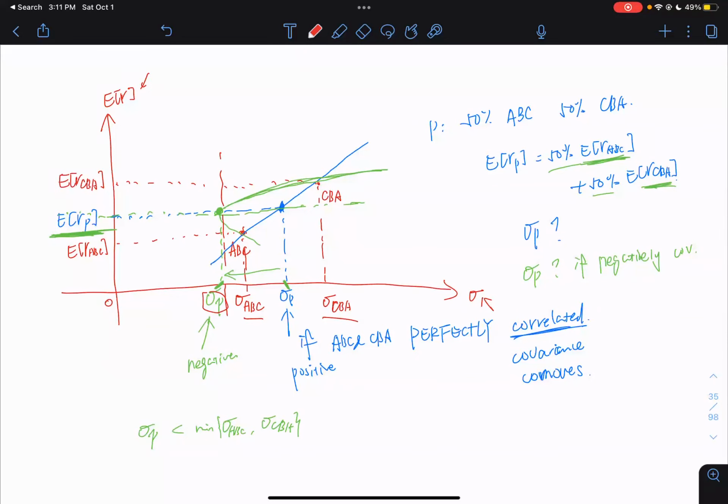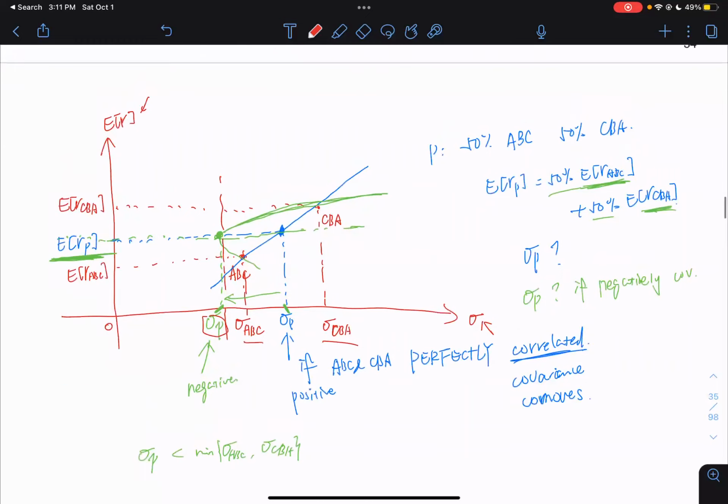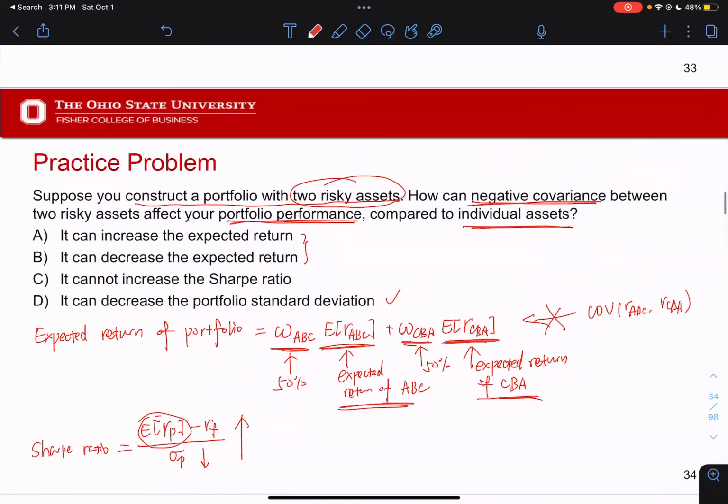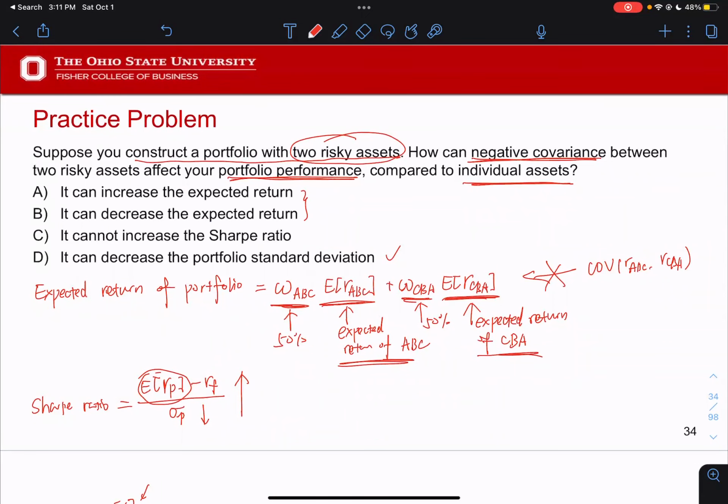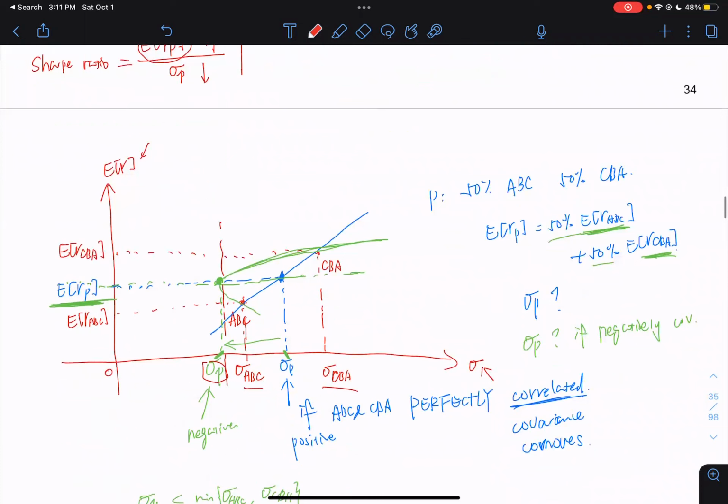Yes. Great. So this is just some hypothetical illustration, and we will talk a little bit more about it in the future. But it's all about how the return and the standard deviation trade-off changes when the covariance changes.